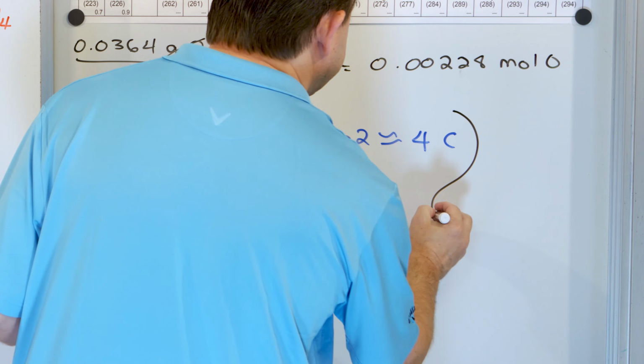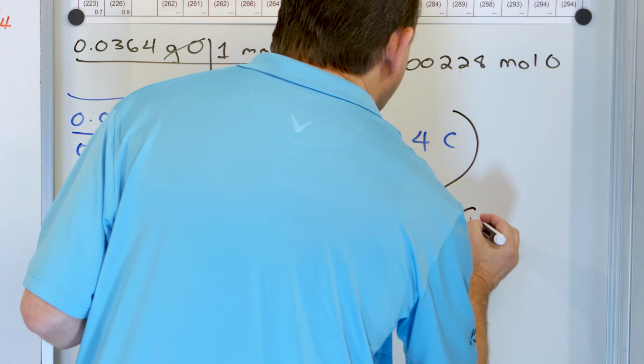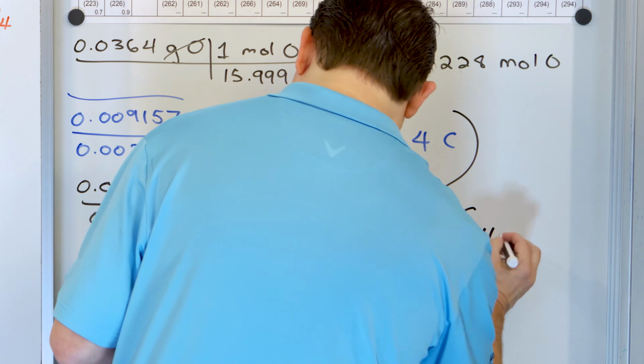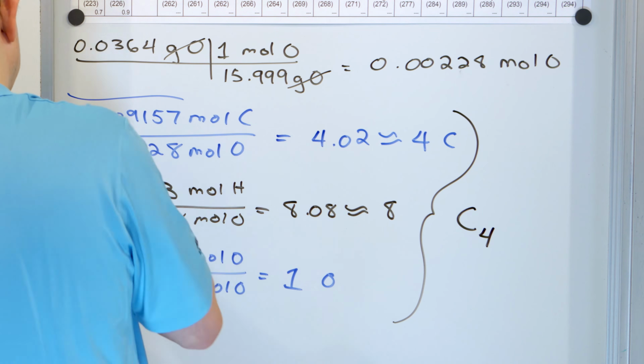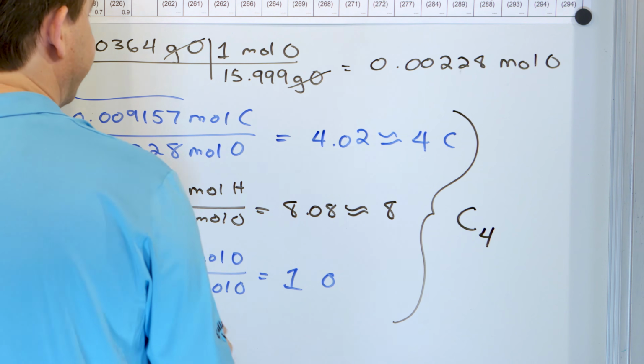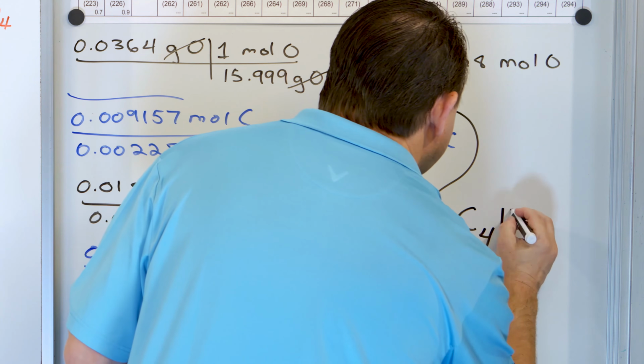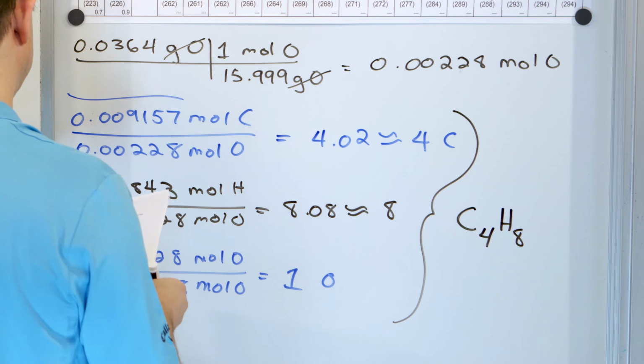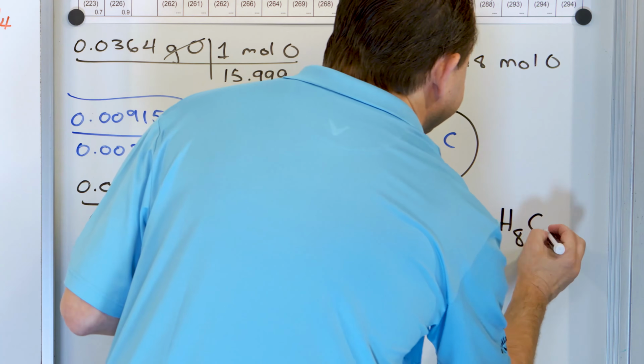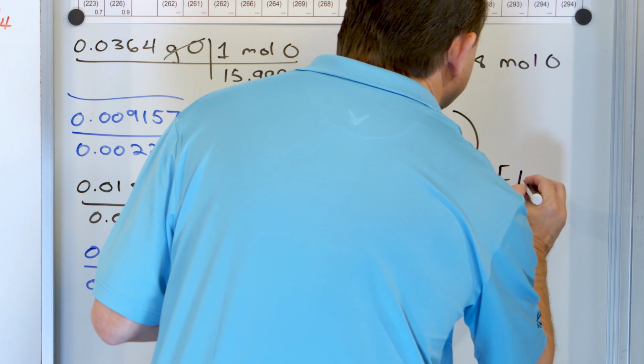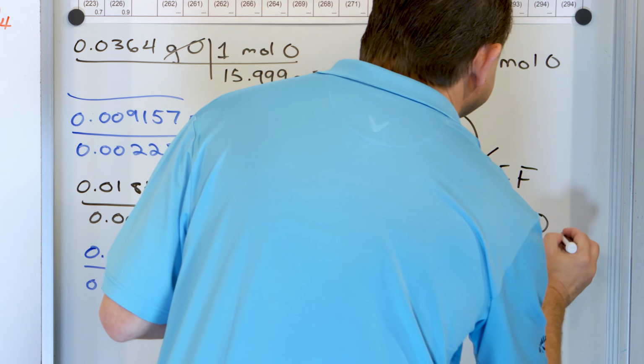We take all of these numbers, and we know that carbon has a subscript of 4, right? Just double check myself. Carbon has a subscript of 4. Hydrogen has a subscript of 8. And oxygen has a subscript of 1. So this is the empirical formula of this whole thing.